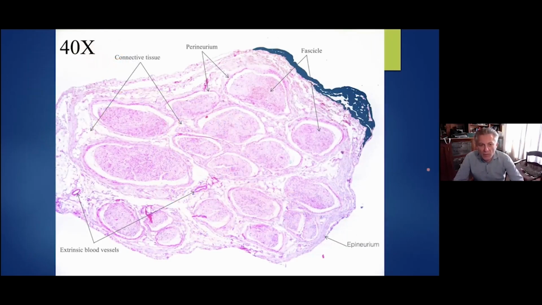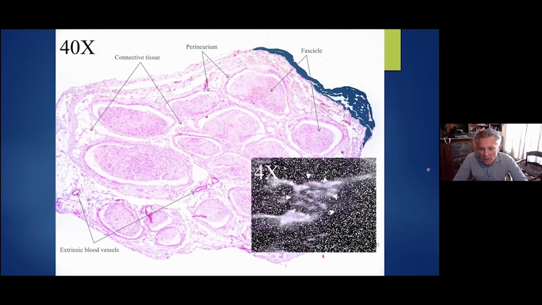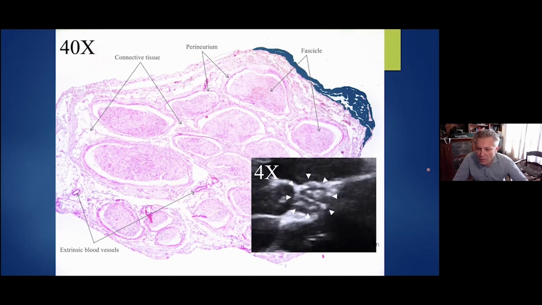When we look at a median nerve under the microscope, magnified 40 times, you see the different structures: the small vessels, the epineurium, the perineurium, the fascicles. The same nerve with ultrasound, magnified 4 times, and you don't see all these structures. So it is very difficult to say, I am in a fascicle, even if I penetrated the epineurium.